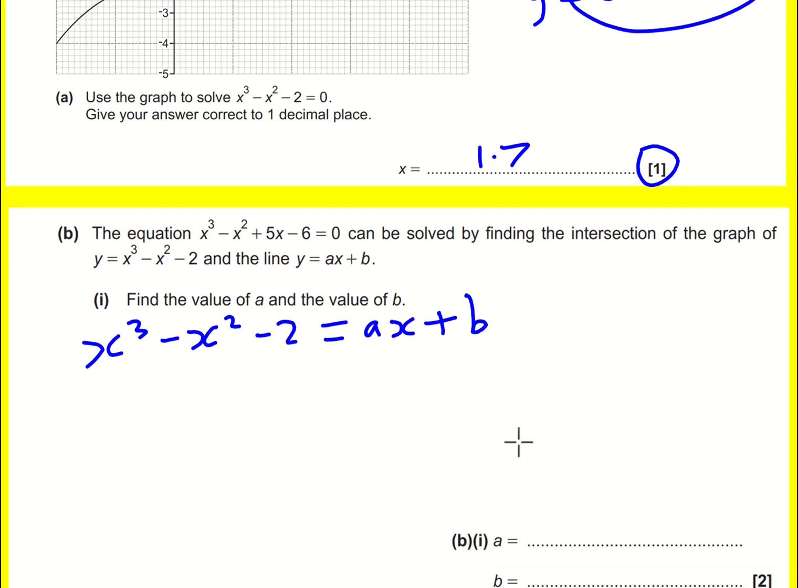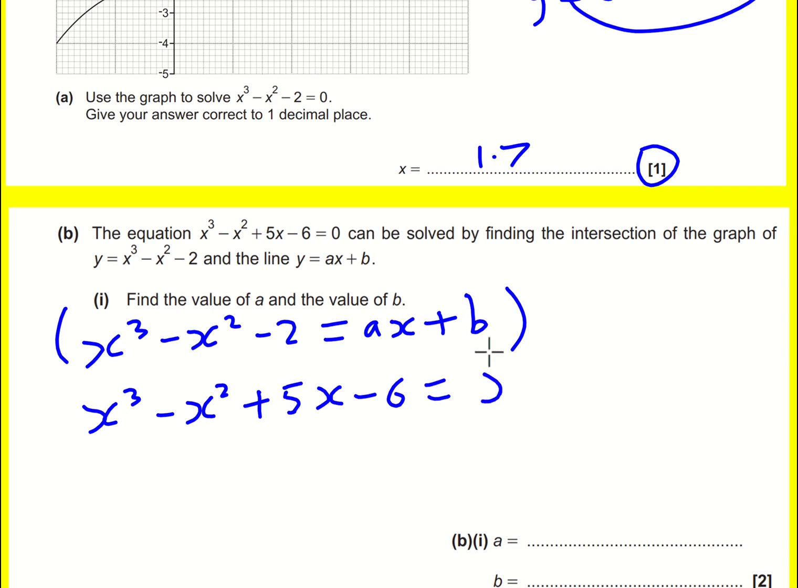So how does that help? Because I've got x cubed, this is just there going on in the background of my head really. I've got x cubed minus x squared plus 5x minus 6 equals 0. And what I need to do is manipulate the left-hand side so that it becomes this thing here. So what can I do? I can first of all minus 5x. I'm going to take this slow. Okay, I've got minus 5x there.